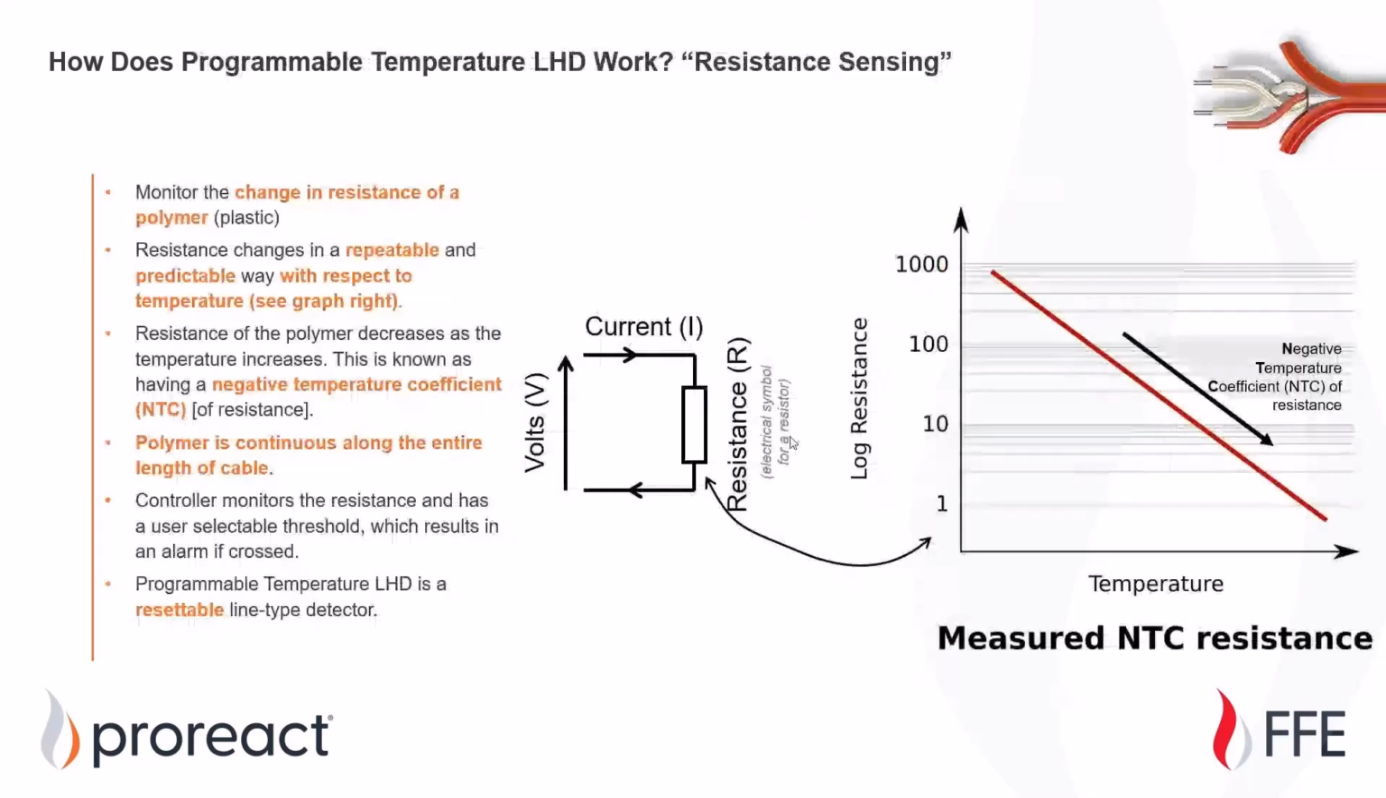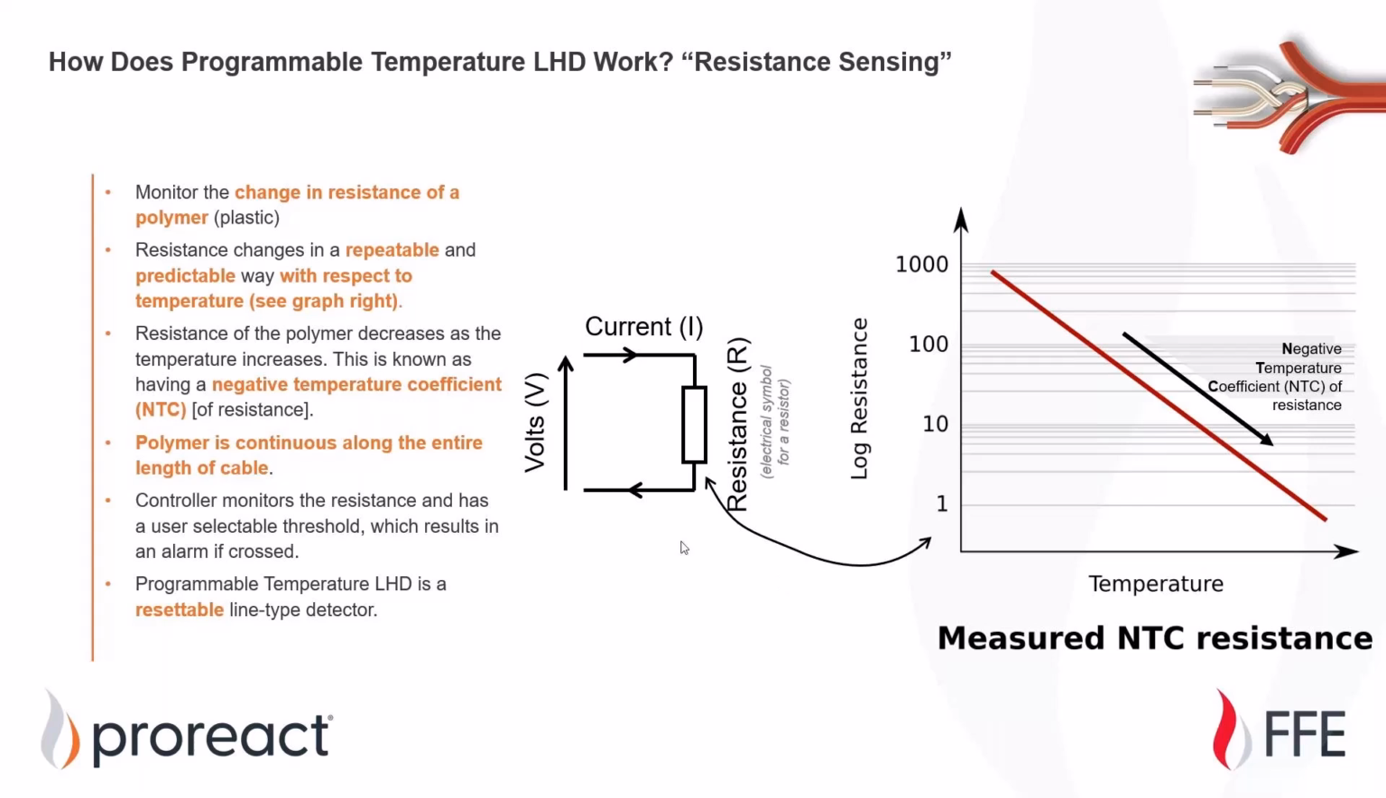The other variation of the product that we are offering, which is a bit unique, is called programmable temperature LHD, sometimes called resistance sensing. What this allows users to do is field adjust what the activation temperature will be. It does this by constantly monitoring any minor changes in resistance. As resistance is changing, the system and the algorithms will attribute a temperature to that resistance value. So there's a direct relationship between resistance and temperature.